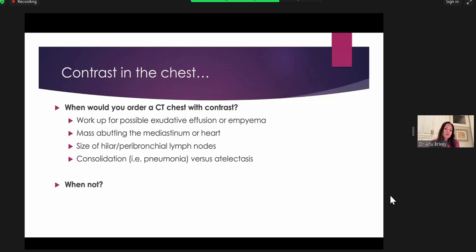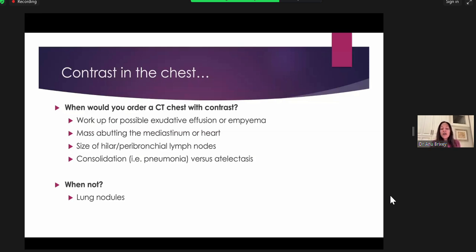When would you not want to order contrast in the lungs? The most obvious situation is when you're working up lung nodules. So if a patient is getting a CT to look for lung nodules, or if they had a lung nodule in the past and you want to follow it up, you don't need contrast.